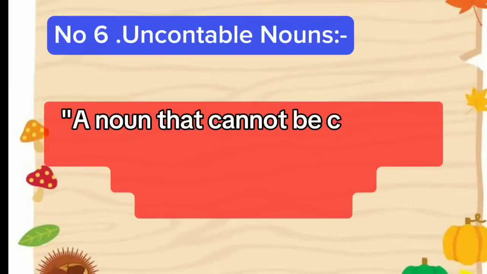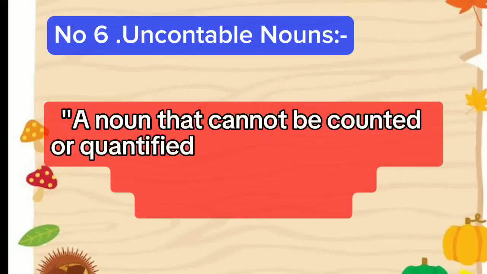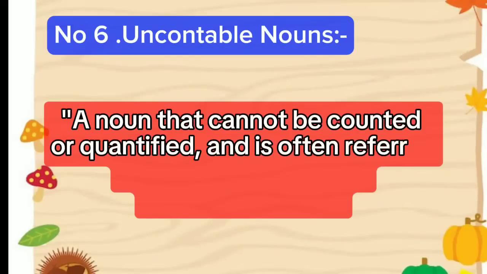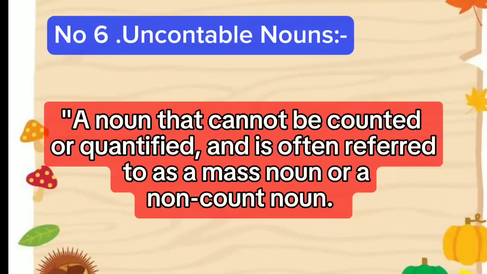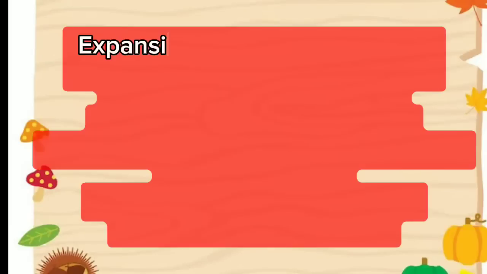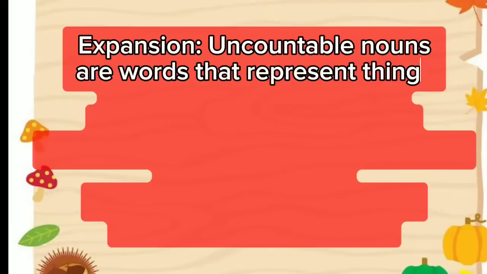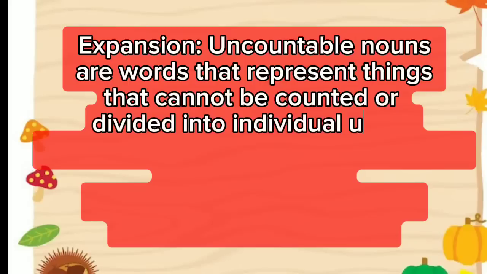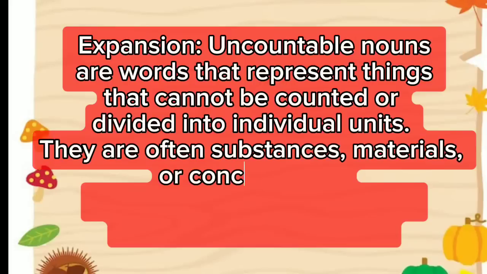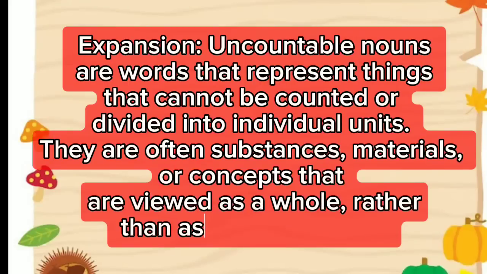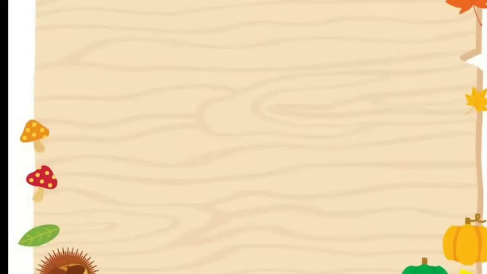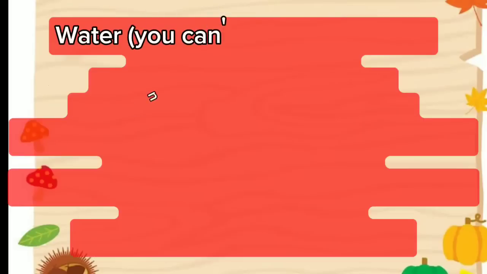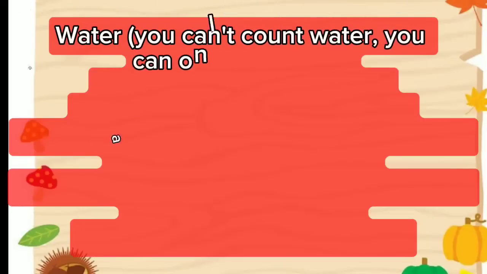Number 6. Uncountable nouns. Definition: a noun that cannot be counted or quantified, and is often referred to as a mass noun or a non-count noun. Expansion: uncountable nouns are words that represent things that cannot be counted or divided into individual units. They are often substances, materials, or concepts that are viewed as a whole, rather than as individual items.